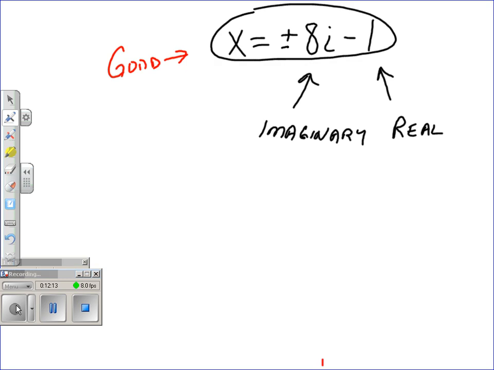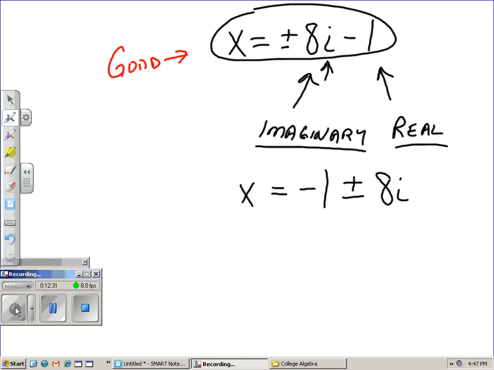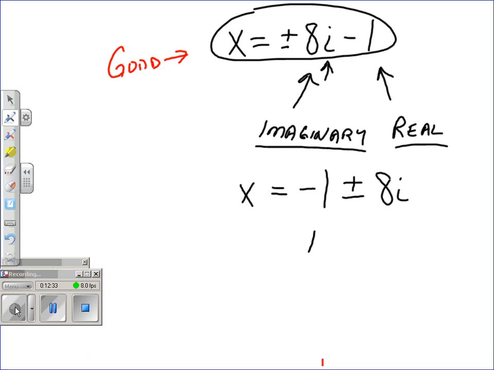But to be, let's call it grammatically correct, you need to put the real number first. And your 8i, with that i right there, that's your imaginary number, your imaginary term. And the 1 is your real number. So it's better grammar, better mathematical grammar, to put the real part first. So I have -1 plus or minus 8i. Remember, that 1 was negative. It had a minus in front of it up there on top. And when you move it to the front, that's fine, but take that negative with it. That 1 is always negative, and the 8i is always plus or minus.